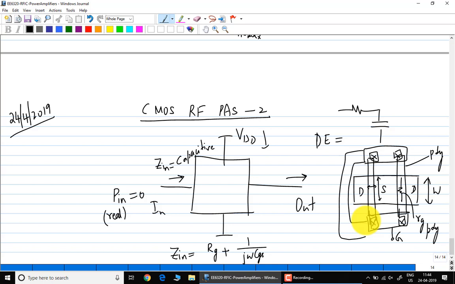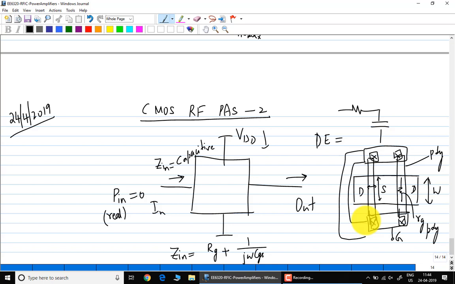We can find the current if we apply an input voltage V, divided by R plus 1 by j omega Cgs. So V times I conjugate, the real part of that will give you the real power.